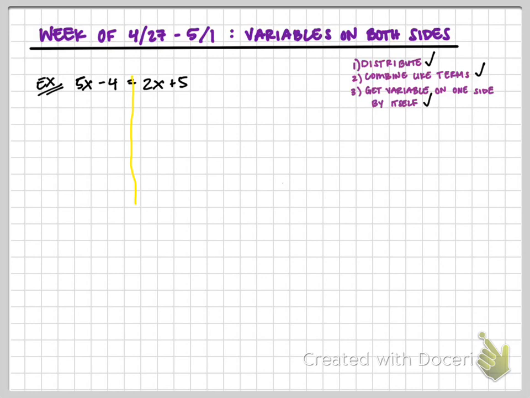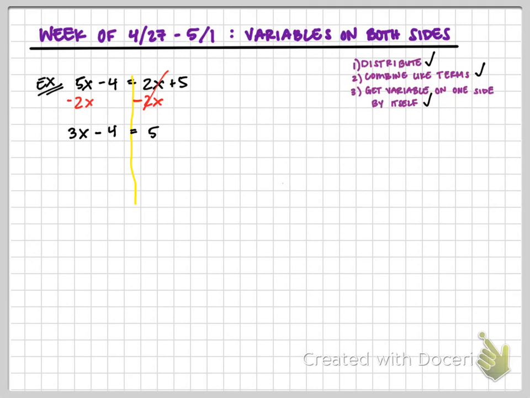So if I want to cancel this 2x, I'm going to subtract the 2x because inverse operations. And whatever I do to one side, I'm going to do to the other side. So I know that these two will cancel. And then this leaves me with 5x minus 2x. 5 minus 2 is 3. Don't forget the x. And let's just bring down the rest. So minus 4 equals, and then I have the 5 on the other side.